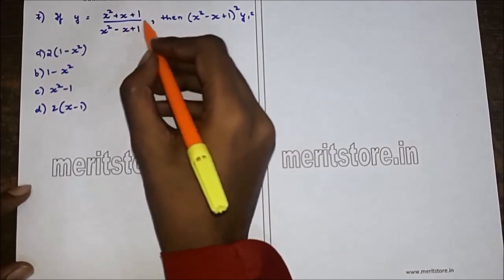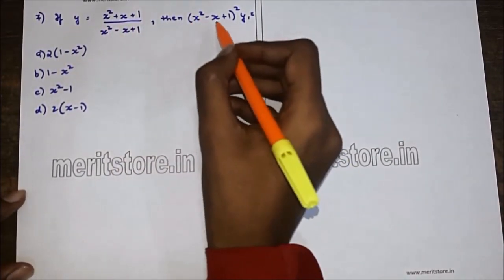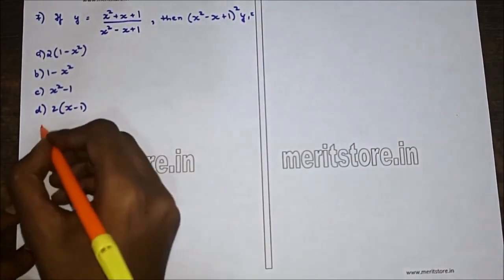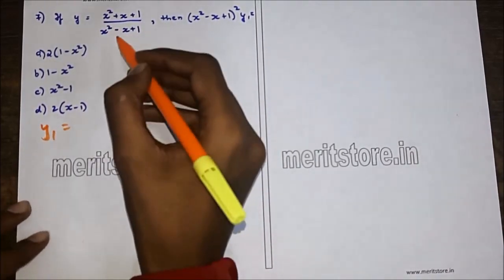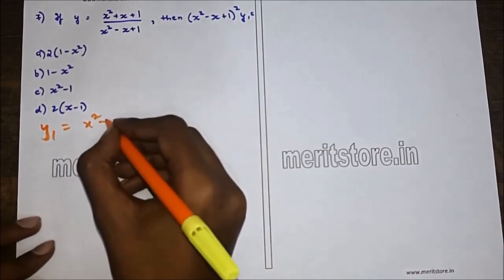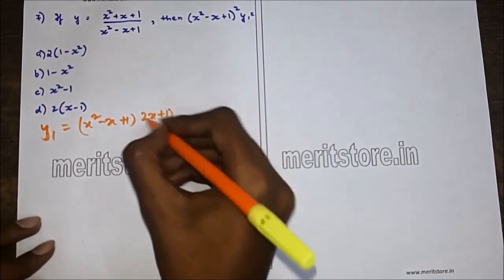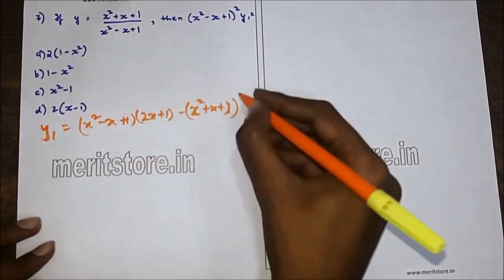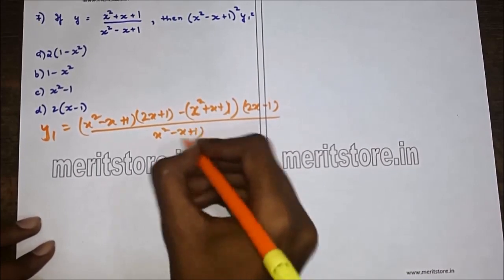If y is x square plus x plus 1 upon x square minus x plus 1, then the value of x square minus x plus 1 the whole square into y1 is. So these are the options. Again we differentiate y with respect to x. So y1 is, this is in the form of u by v. So this is v into derivative of u, that is x square minus x plus 1 into derivative of u, so that is 2x plus 1 minus u into derivative of v, that is 2x minus 1 upon v square, that is x square minus x plus 1 the whole square.